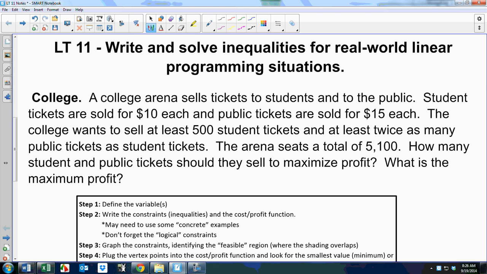All right, so in this one, a college arena sells tickets to students and to the public. Students are sold for $10, public for $15. The college wants to sell at least 500 student tickets and at least twice as many public tickets as student tickets. The arena seats a total of 5,100. How many student and public tickets should they sell to maximize profit? What is the maximum profit?